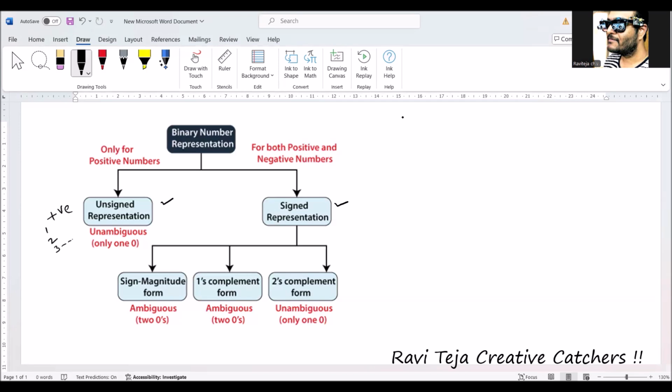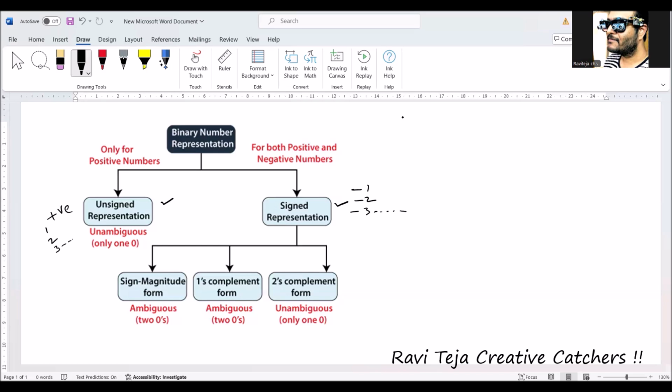Coming to the signed representation, these numbers have a sign bit so that it can differentiate positive and negative integer numbers. Let's see the negative numbers. In order to mention the negative numbers, you need to mention a negative sign, like -1, -2, -3, and so on. So this is how the signed representation with respect to integers is considered.